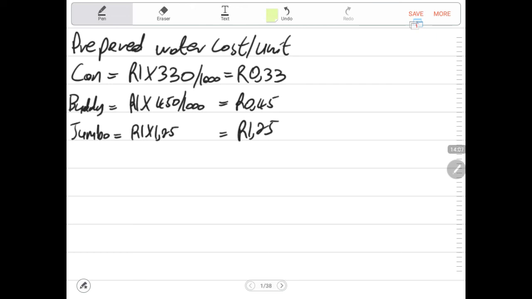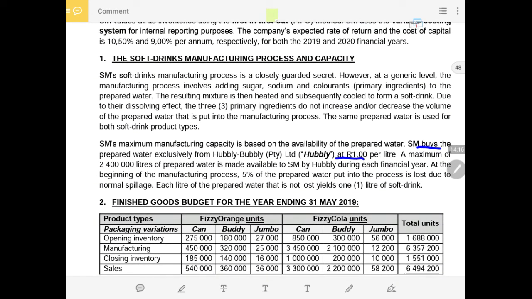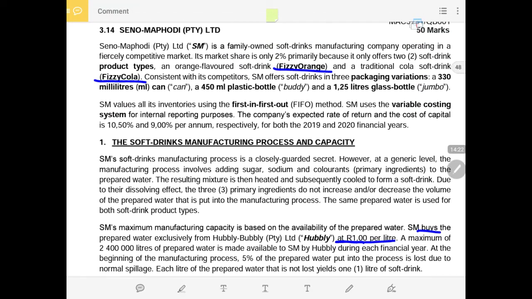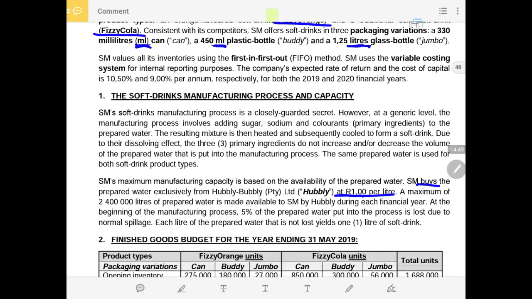So these are the prepared water cost per unit. Now let us continue further on that reading. Maybe that information will be needed in the future, maybe it will not be needed. Then we continue on that same note, and again the R1 is per liter. When we multiply by our product variation, this product variation must be equivalent to liters. Hence we divide by 1000 again. This 450 must be equivalent per liter, but still the same product. But for the last one, we don't divide because it is already 1.25 liters. This one is milliliter, this one is milliliter, so hence we divided by 1000.